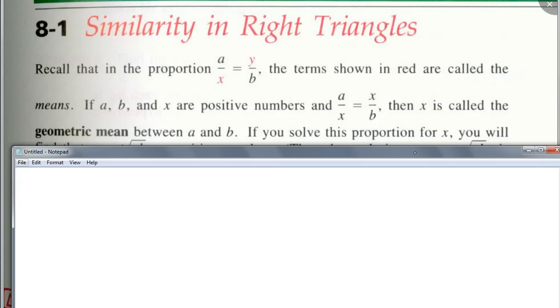Why doesn't it work if it's negative? Because we're going to talk about right triangles and the lengths of these segments and so forth, so we're going to talk about just positive numbers. Is that okay? Yes, sir. Start copying from the "if" part.